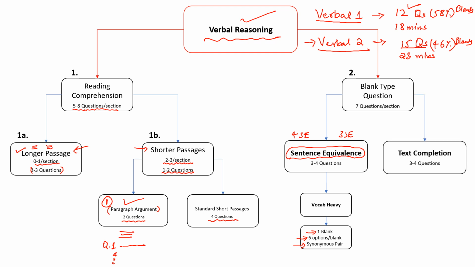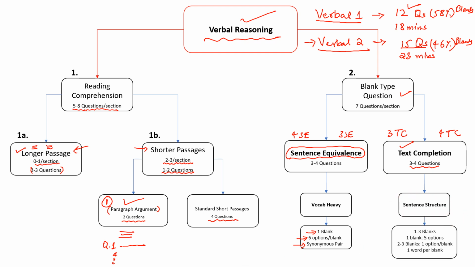The second type within the blank type questions is text completion. You can expect to see 3 to 4 questions per section. Usually what I've noticed with the new GRE is that you'd probably have 3 text completion questions in the first section and 4 text completion questions in the second one. Within text completion, you have basically a test of your sentence structure. The vocabulary is not that difficult, but recently I have noticed that it has become significantly more difficult than what it used to be on the longer old GRE. But that being said, text completion is still primarily a test of your sentence structure.